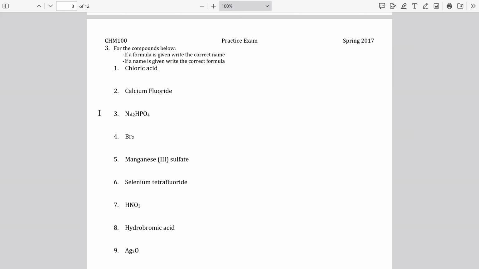But these are the most common diatomic elements, right? And so out of the 10 questions here, one of them is going to be a diatomic element. Either I'll write one of these and you just have to write the element name, or if I just say oxygen, you're supposed to write O2. Okay?